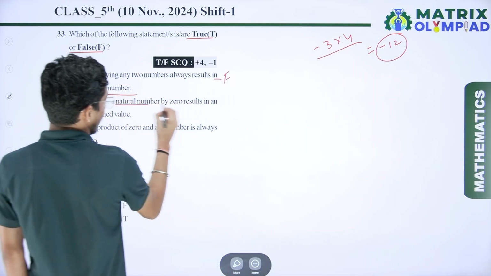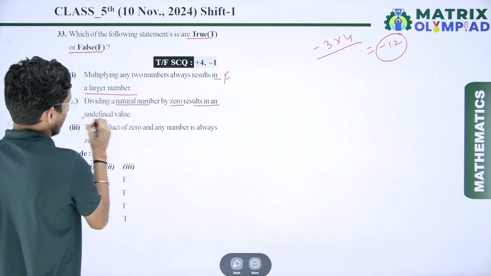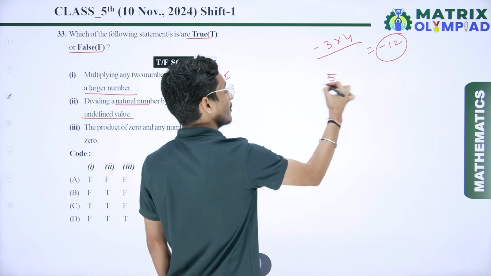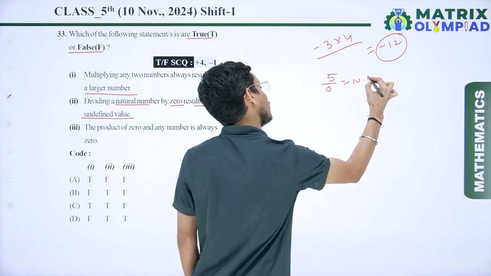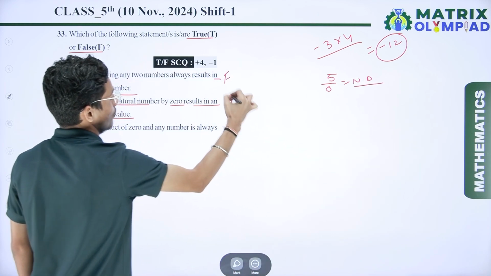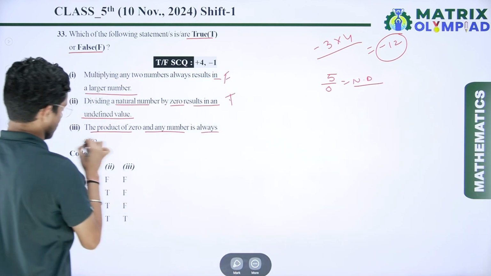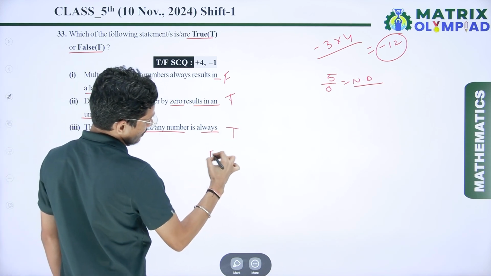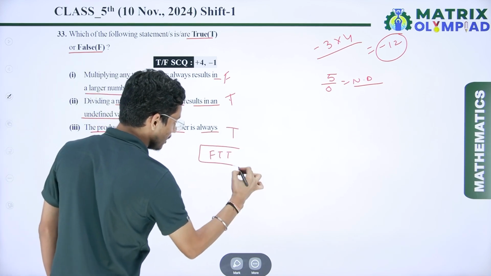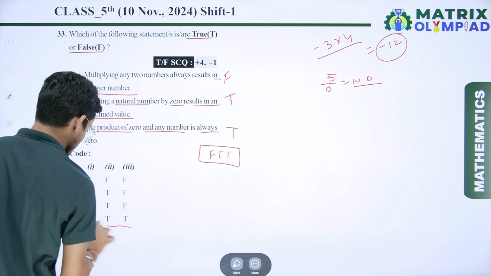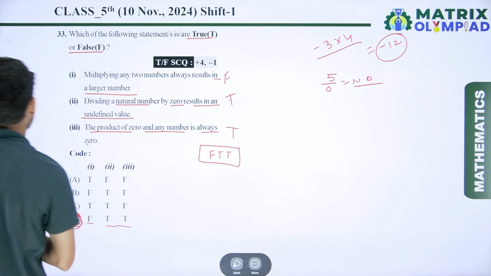Dividing a natural number by 0 results in an undefined value. So let's assume a natural number, that is 5. If I divide it by 0, I can say that it is not defined. So I can say this one is also true. Now the third one, the product of 0 and any number is always 0. Yes, this one is also true. So here false, true, true. FTT. So check where is FTT. So here FTT, option number D is the correct answer.